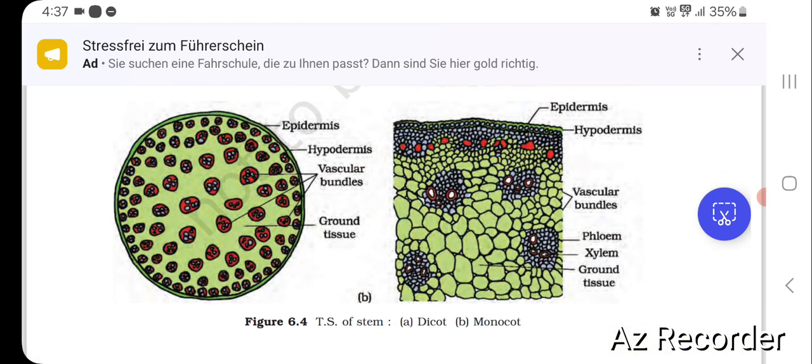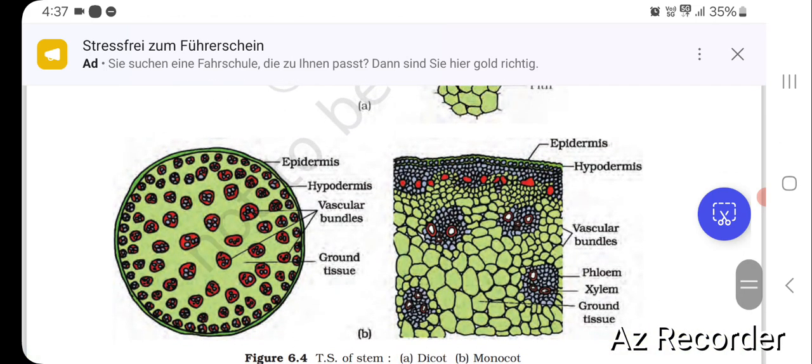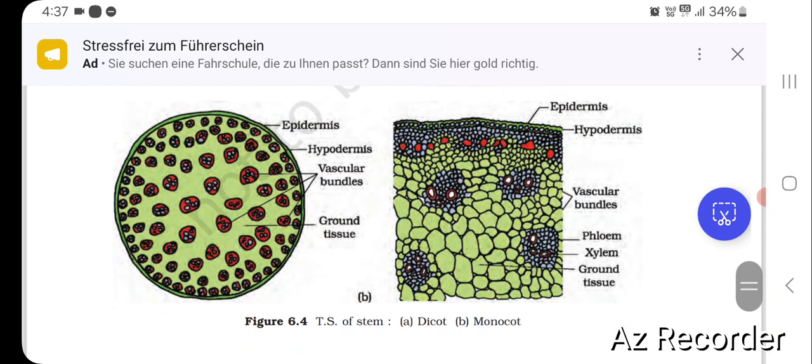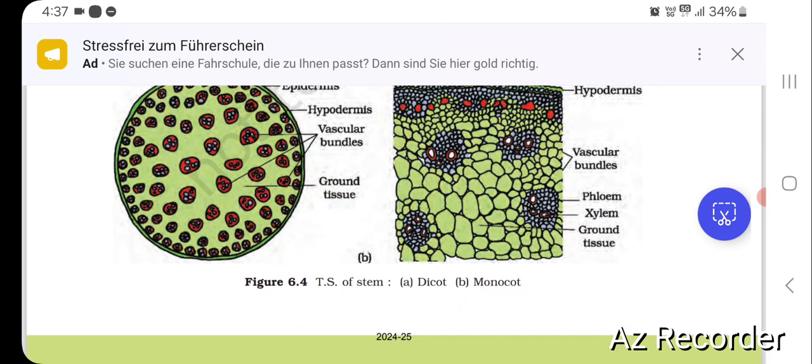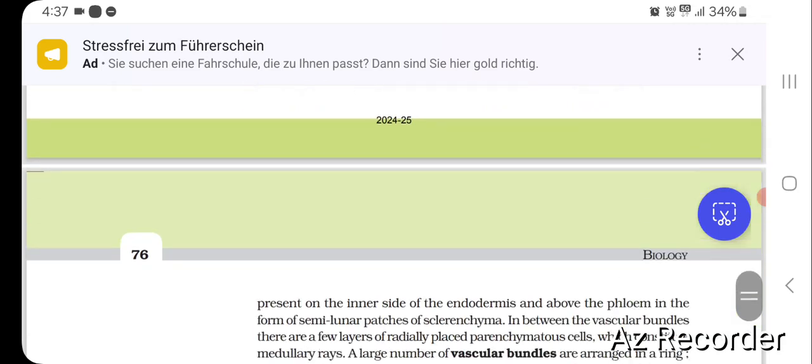Then TS of a monocot stem. It is having epidermis, then hypodermis, vascular bundles, ground tissue. The other diagram: epidermis, then hypodermis, vascular bundles, phloem, xylem, ground tissue.